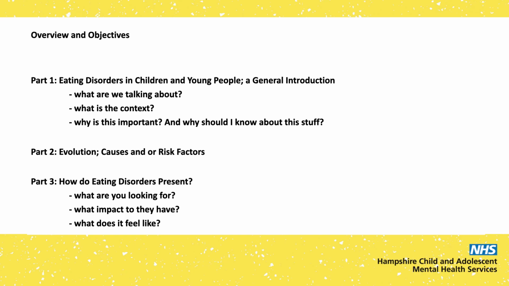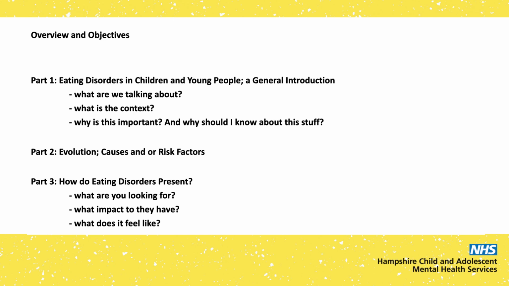This e-learning package consists of 6 different parts. The first part is a general introduction to eating disorders in children and young people. We'll be focusing on what's the context and why is this important for you to know about this. Part 2 considers the evolution, so the causes and/or risk factors related to eating disorders. Part 3 will be focused on how do eating disorders present in children and young people.